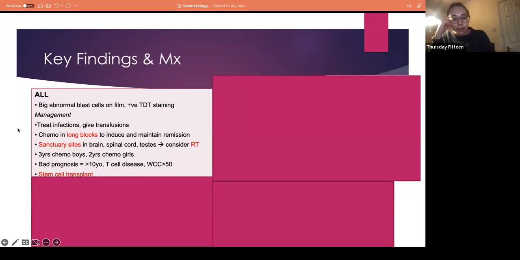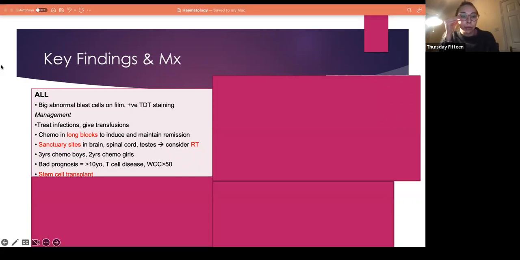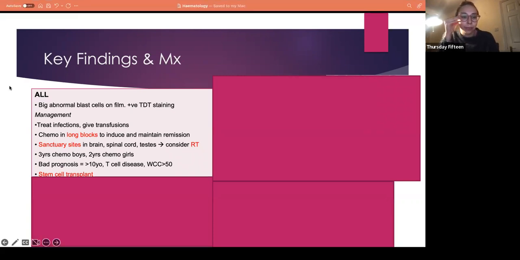So going back to this horrible table again, in terms of key findings on the blood film and the management of each one of them. So ALL, you get big abnormal blast cells on your blood film and you get a positive TDT stain. Managing that, you treat the infections that they might get from the neutropenia, you'd give them transfusions for their anemia. The chemo that you give for ALL, you generally give it in long blocks because your aim is to induce and maintain remission.